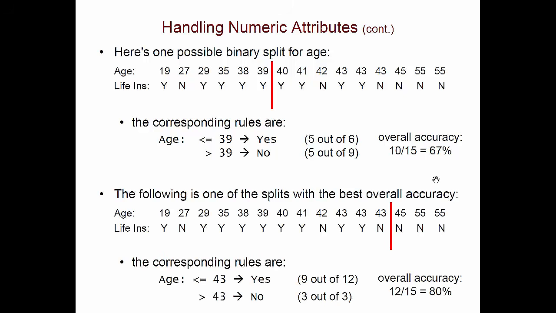But it turns out there's a more accurate split, and basically you have to just keep trying splits until you find the most accurate. And one of the most accurate is to put the dividing line here. Age less than or equal to 43, we predict yes. And age greater than 43, we predict no. That actually has a very high overall accuracy of 80%. And so those are the rules that we're going to keep for age.